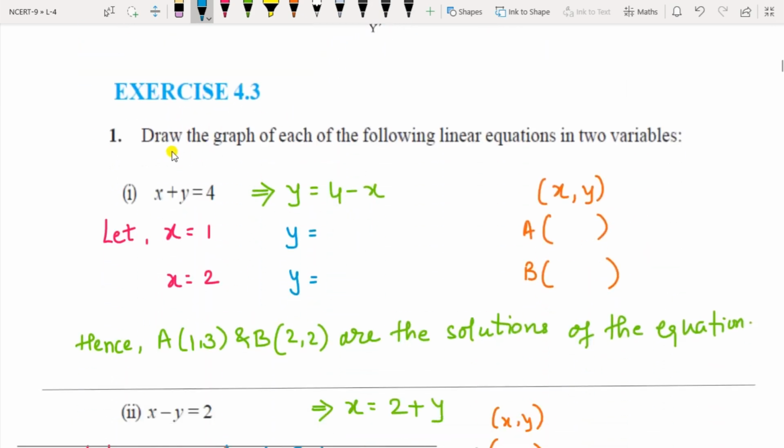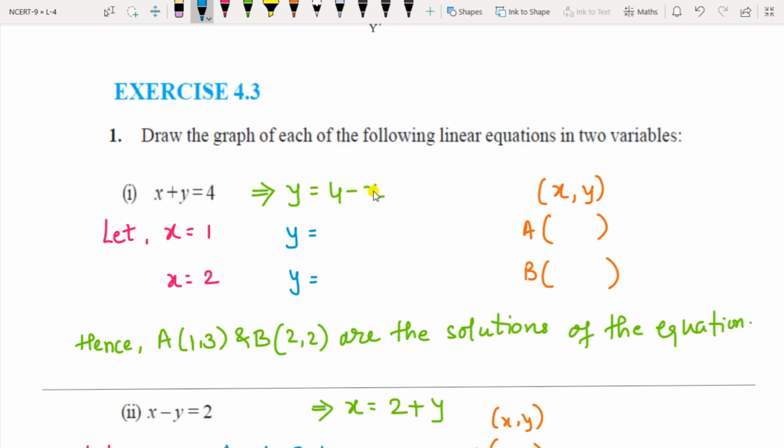First question, draw the graph of each of the following linear equations in two variables. First question here is x plus y equal to 4. Make any one variable as a subject. Here I have made y as a subject. So the equation will be y equal to 4 minus x.